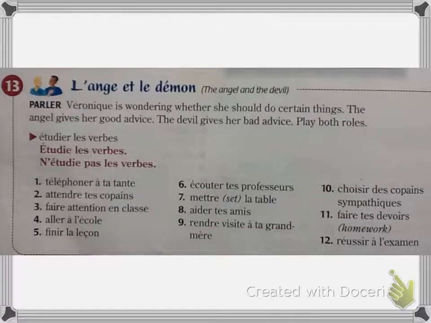So take a look at exercice 13, l'ange et le démon. Veronique is wondering whether she should do certain things. The angel gives her good advice. The devil gives her bad advice. Play both roles. So, étudier les verbes, study the verbs. So étudie les verbes and n'étudie pas les verbes. Remember, étudier normally would be tu étudies. But because this is the imperative, we drop that S. And again, notice there's no subject pronoun in our sentence either.